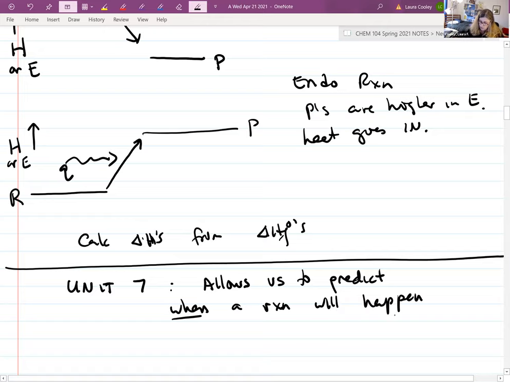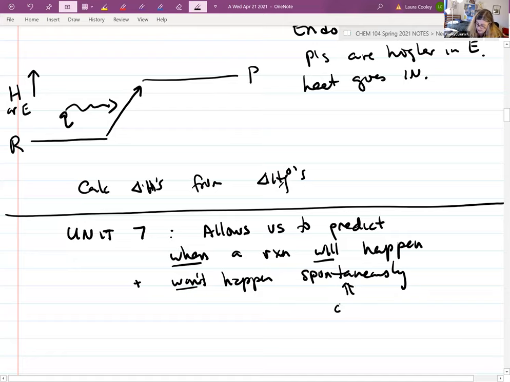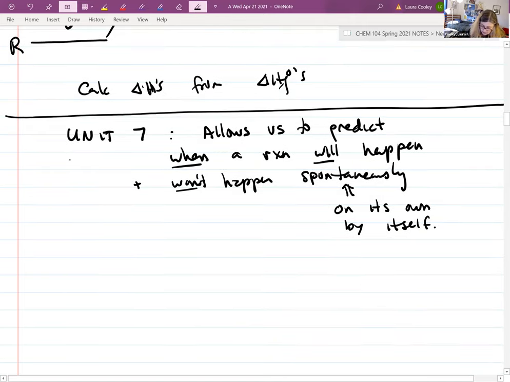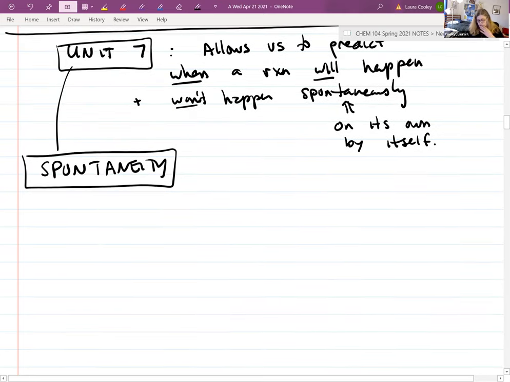And what I mean really is when it'll allow us to predict when a reaction will happen and won't happen spontaneously. And again, spontaneously means really on its own, by itself. So what unit 7 really deals with is spontaneity, which has a bit of a different definition in chemistry than it does in everyday life.